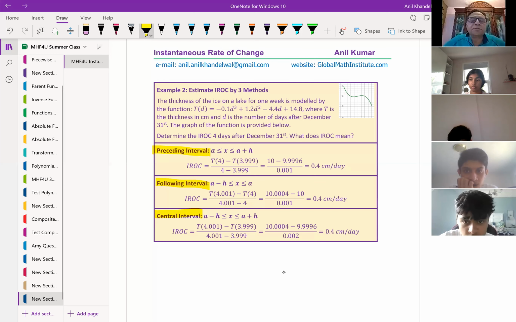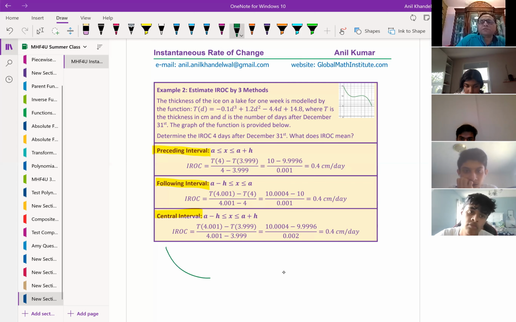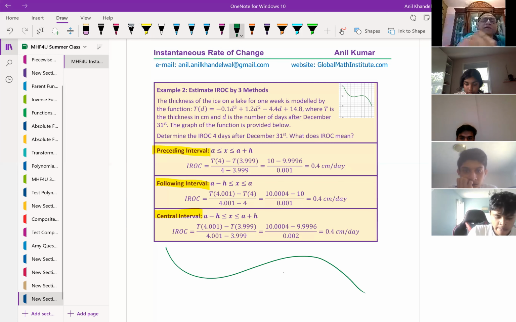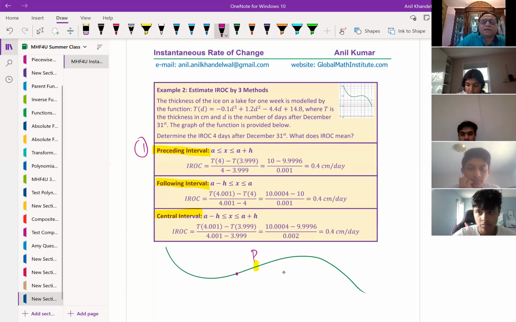So first, preceding interval. That basically means that on this particular graph, let me make a bigger graph, okay? So we have this, let us say, right? So don't worry about the way it is. Let's say the point of interest is somewhere here, right? So when we go for method number 1, which is the preceding method, this is the point of interest. We'll start with a point on the left side, let's say A. Then we'll converge to this point, and that becomes the preceding method. Is that clear to you?